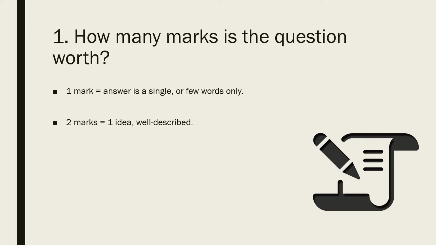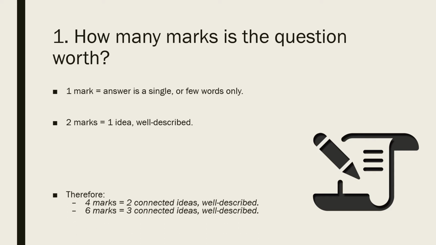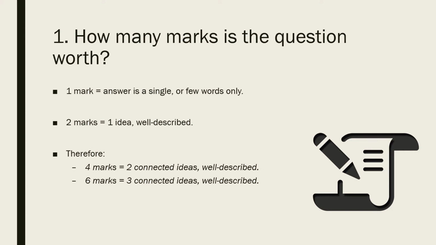Each well-described idea is worth 2 marks. So a 4-mark question is 2 ideas well described, 6 marks is 3, and so on. The highest mark allocation that is used is 8 marks, so you could be asked to describe up to 4 connected ideas, although this is rare. Let's illustrate this with an example.